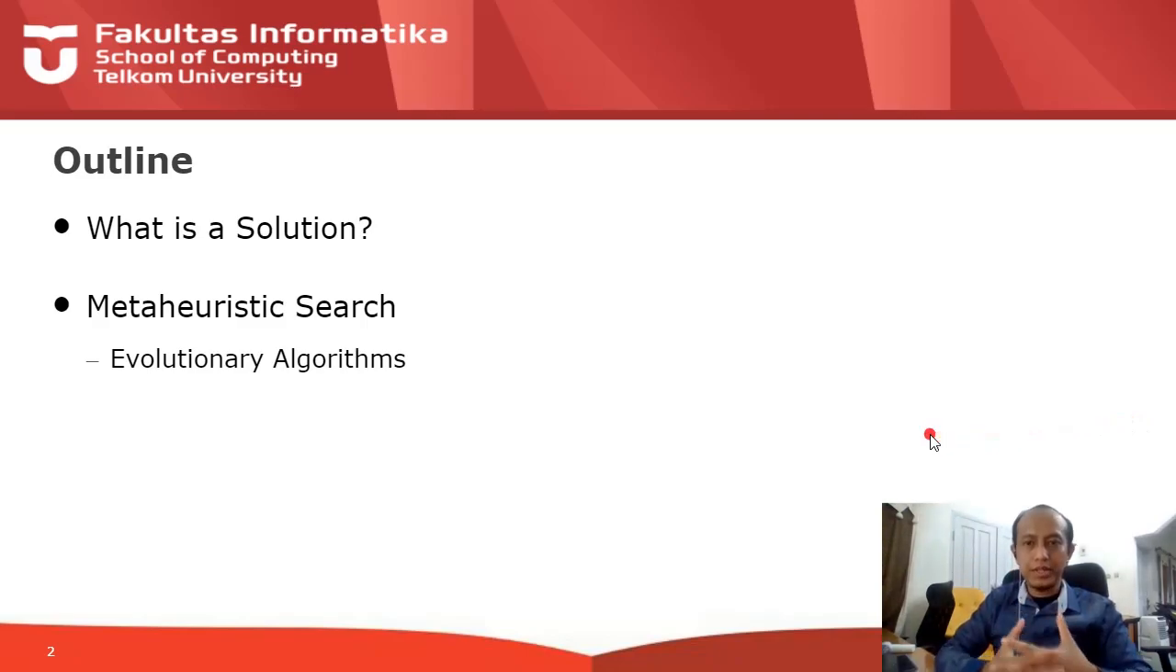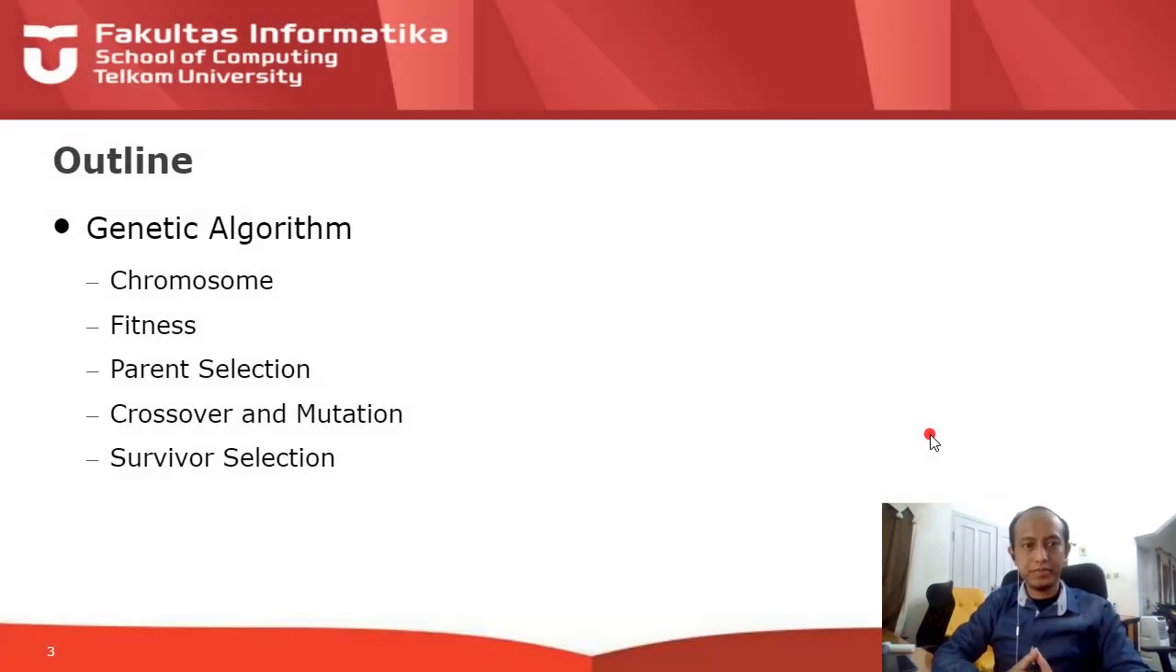We will cover three things in this topic. First, we will find out what is a solution, and then we will review meta-heuristic search and what are evolutionary algorithms. Next, we will go deep inside genetic algorithm itself and the concepts: chromosome, fitness, parent selection, crossover and mutation, and survivor selection.